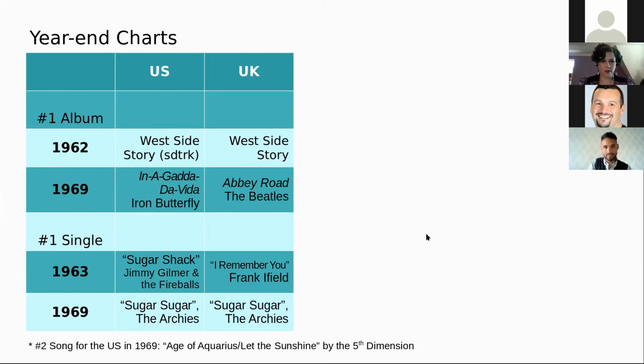The singles show you some of the divide, because here we have bubblegum pop pretty much across the board. In 1963, the number one song for the US is Sugar Shack by Jimmy Gilmer and the Fireballs, and I Remember You by Frank Ifield in the UK. And then at the end of the decade, 1969, Sugar Sugar by the Archies was the number one single of the year for both. So interestingly, that's the only number one single by a fictional band.